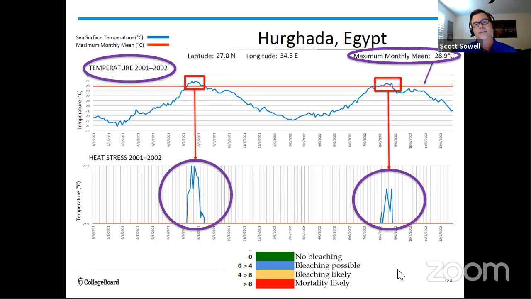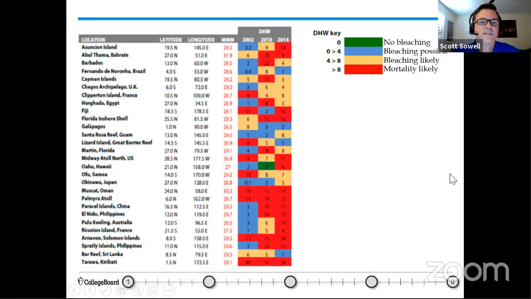But if that temperature lasts too long and it's too high, that's a permanent ejection of the symbionts, and then the coral reefs don't make it. So here is a list of 28 reefs total, and Hurghada, Egypt is one of them right here. This is the list of the reefs, and in these colored three rows here is the degree of coral bleaching.